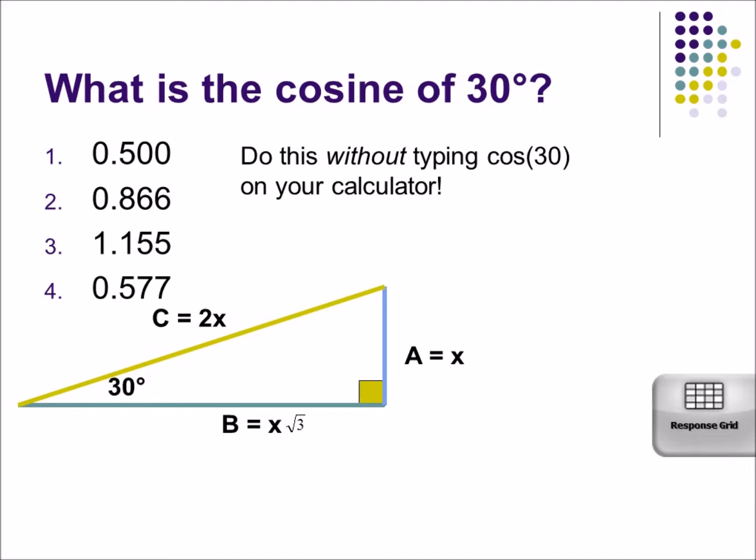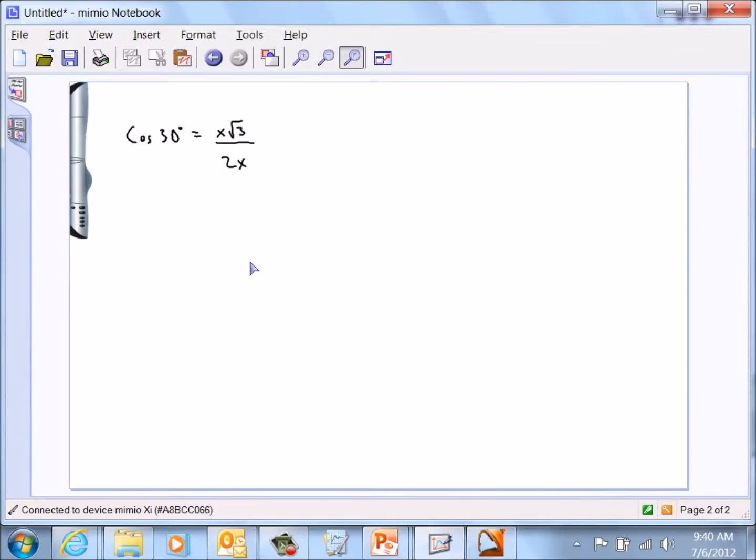Therefore, the cosine of 30 degrees is the side next to the 30-degree angle, which is x square roots of 3, divided by the hypotenuse, which is 2x. When we do that, the x's cancel out, and you're left with the square root of 3 over 2. And those of you that had pre-calc already, you memorized that the cosine of 30 is the square root of 3 over 2. That's something you had to memorize.